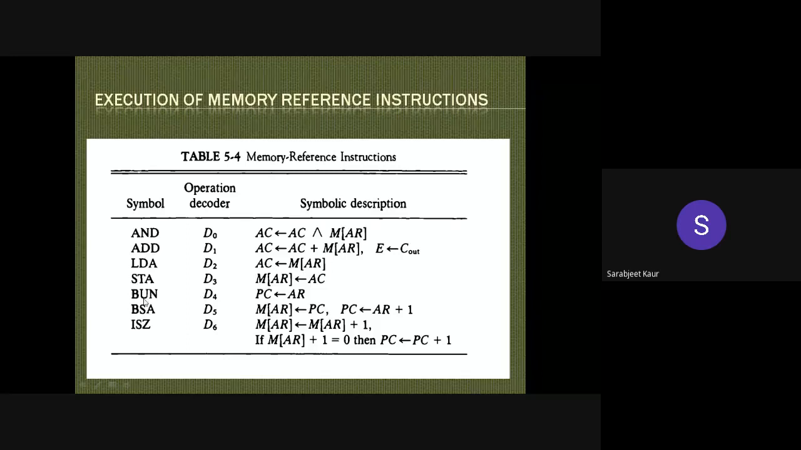Now the next instruction is a branch instruction. It is called BUN in short, and its full form is branch unconditionally. What do we mean by this? Have you looked at the go-to statements in C++?